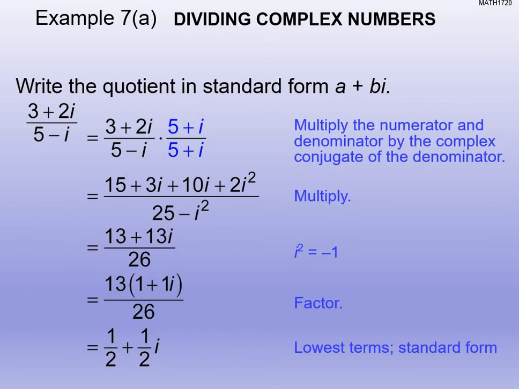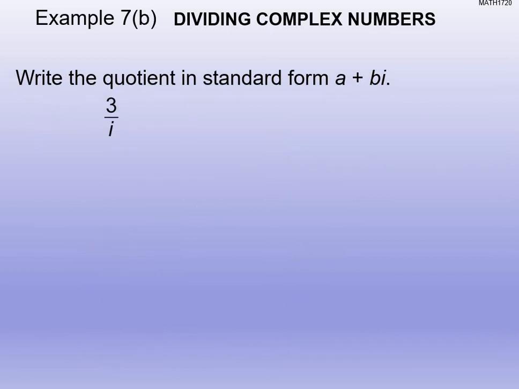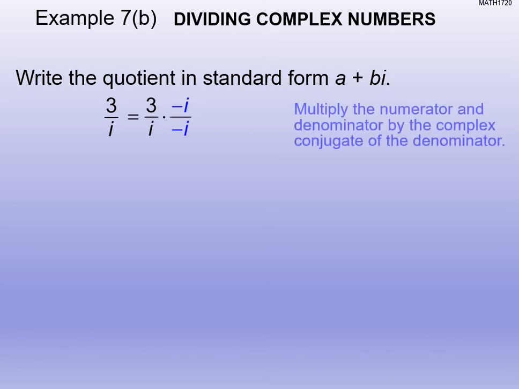Okay? Alright, so let's do this one. We want to write the quotient in standard form of a plus bi, so that means we got to get rid of the denominator. Well, we have to multiply by the complex conjugate here. So we have 3 divided by I, so we're going to multiply the numerator and the denominator by negative I. Okay, that's its complex conjugate.